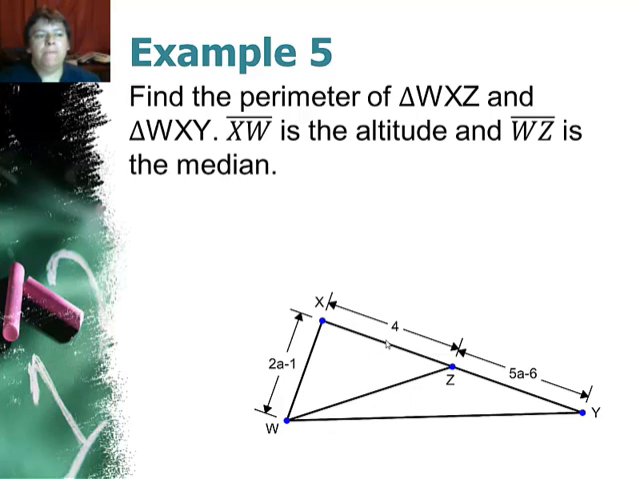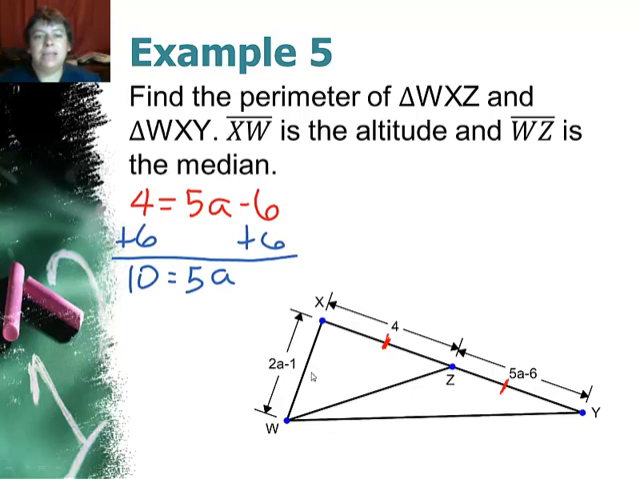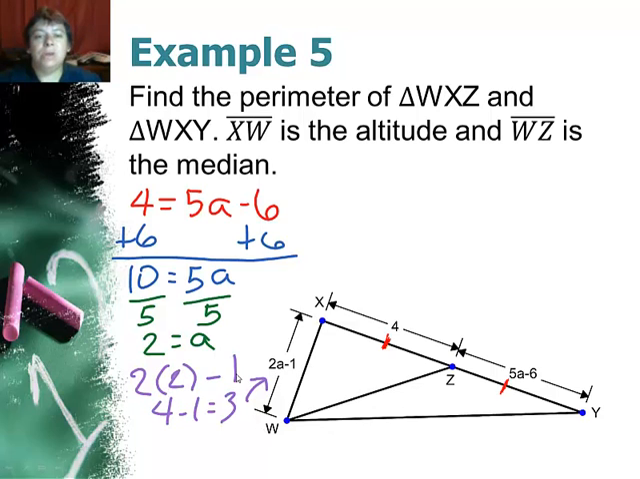So first of all, let's go ahead. We know that this segment has to be the same size as that segment. So I know they're congruent. Why? Because the median hits the midpoint. So I set those two values equal to each other. 4 equals 5a minus 6. Add 6 to both sides, and I get 10 equals 5a. Divide both by 5, and 2 is a. So now that I know 2 is a, I can actually find out this length over here, which is 2 times 2 minus 1. 4 minus 1 is 3.